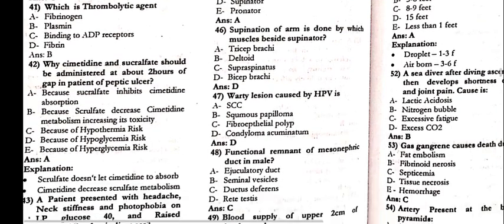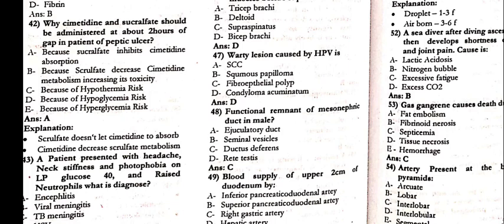That is plasmin. 42, why should cimetidine and sucralfate be administered at about a 2 hour gap in a patient of peptic ulcer? Because sucralfate inhibits the cimetidine absorption.